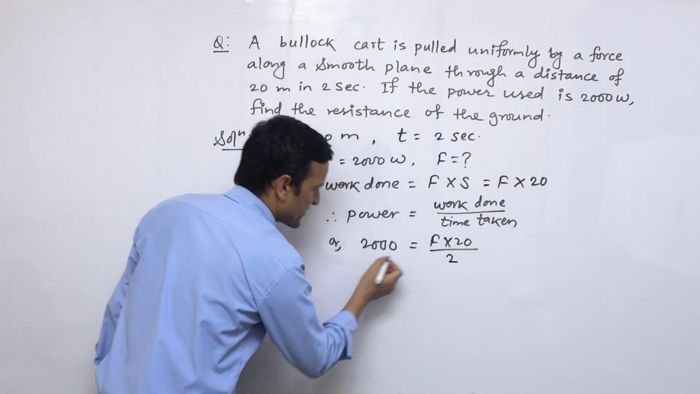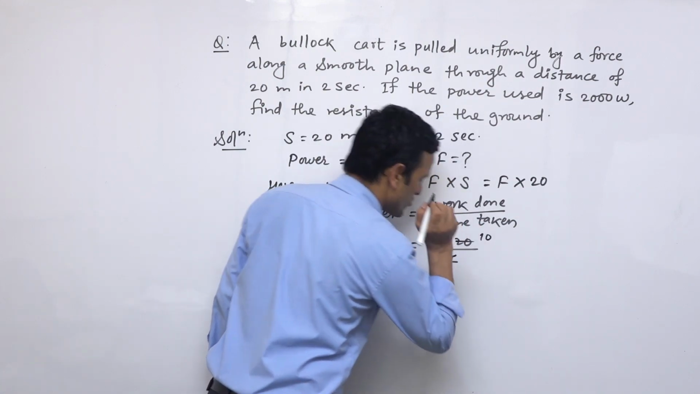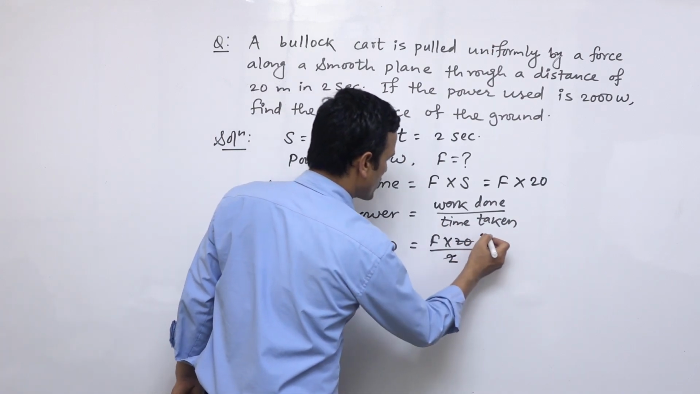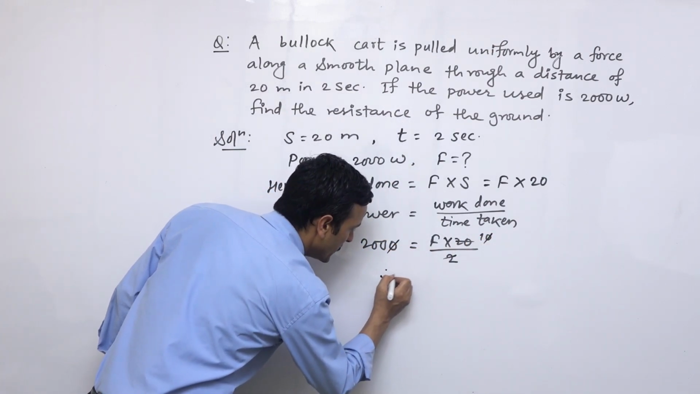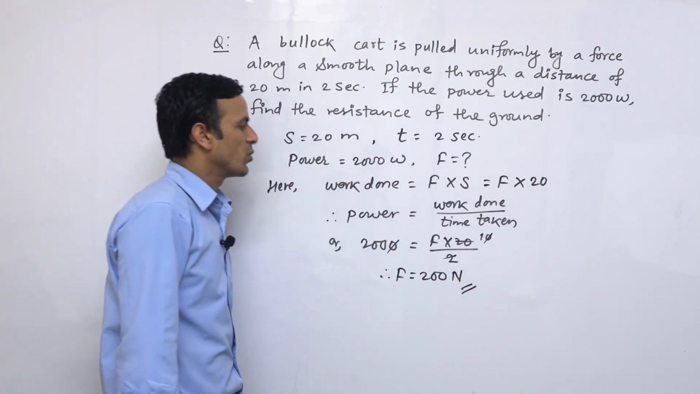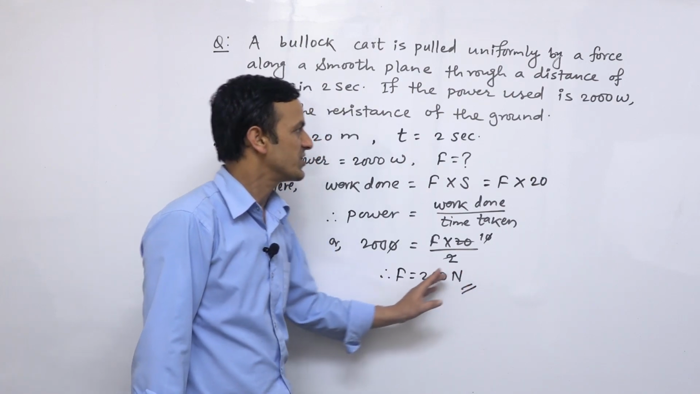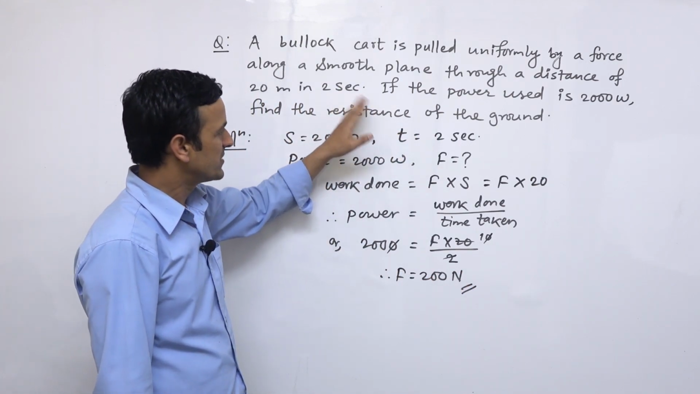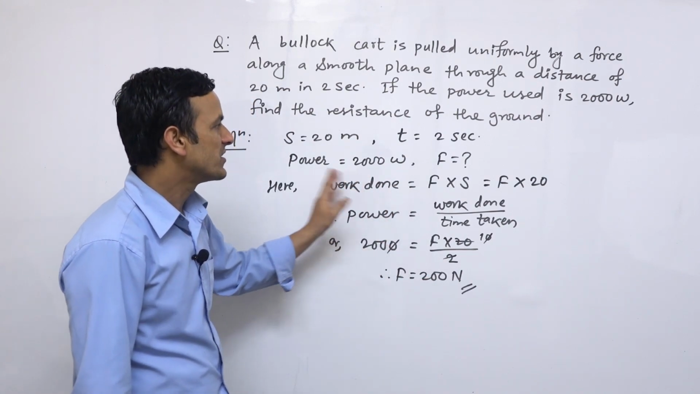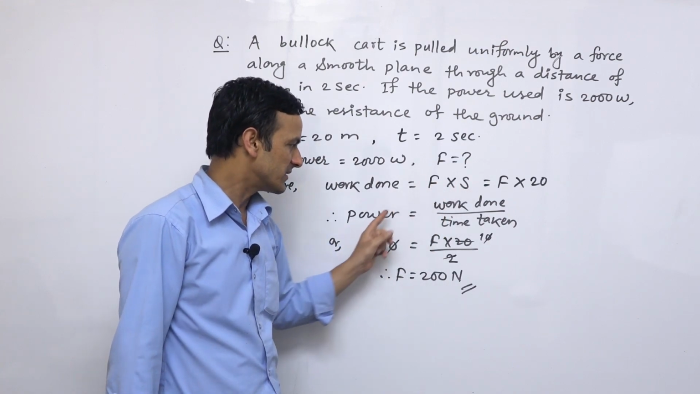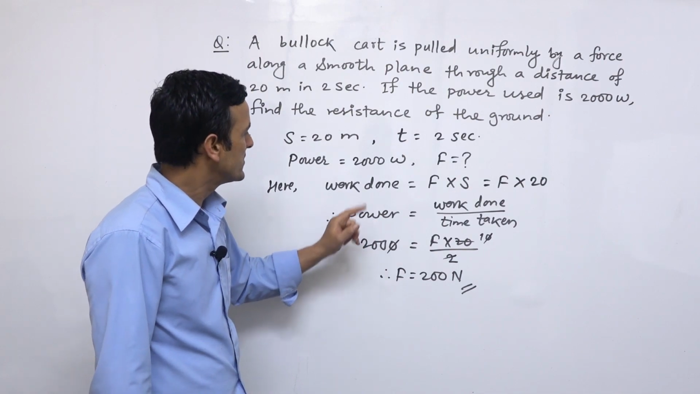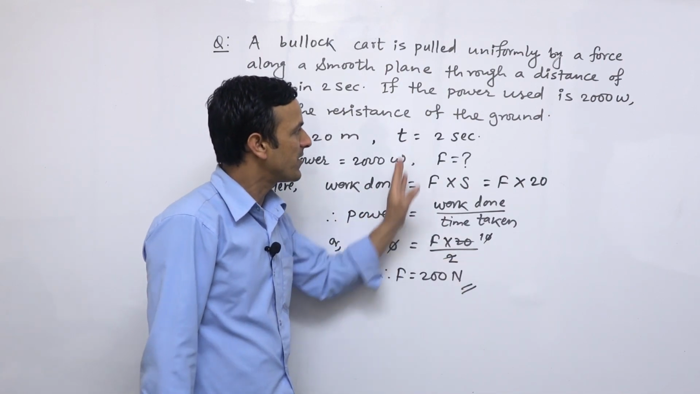And so after solving, 2 tens are 20, and 10 means 0 and 0 cut down, so F is equal to 200. This 0 and this 0 cut down, therefore force is equal to 200 Newton. So this force, 200 Newton, is required to resist this power. So this is the resistance of the ground by using this formula. So first of all find the work done, then power, which means rate of doing work, with the help of this information.